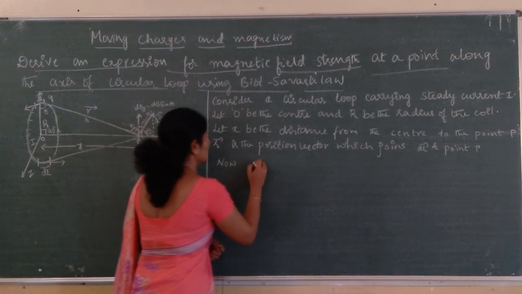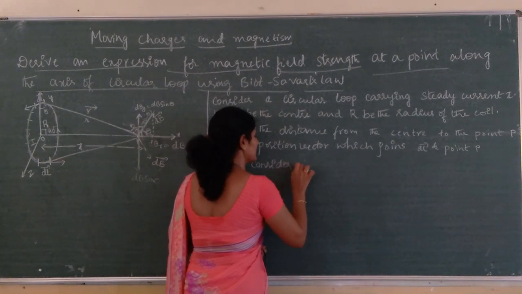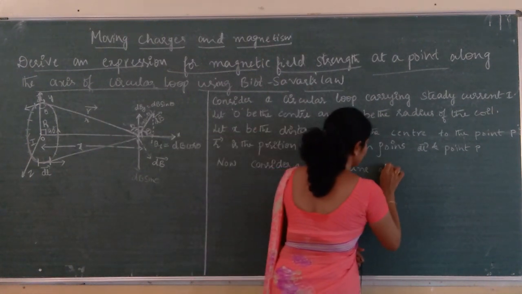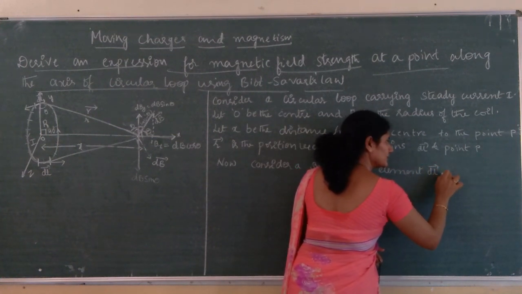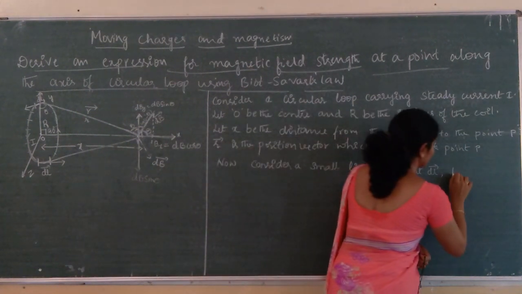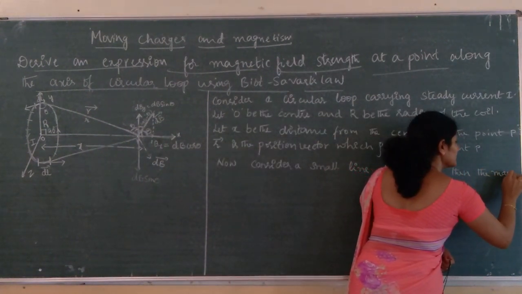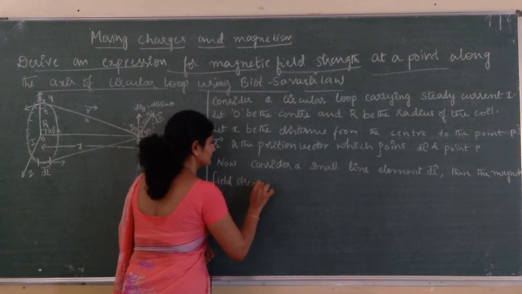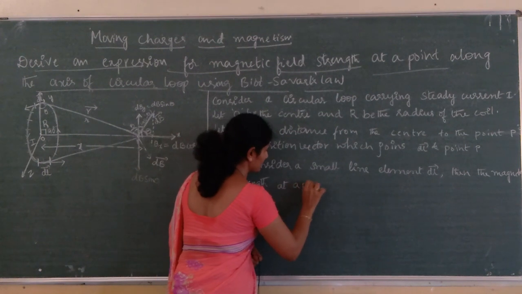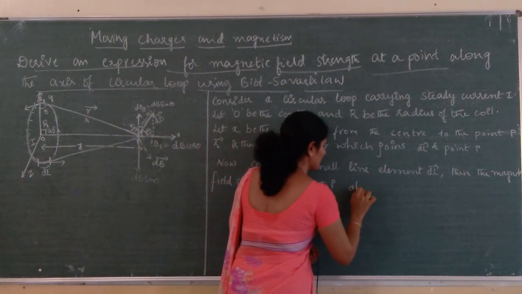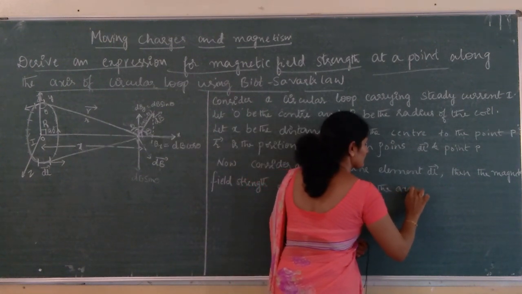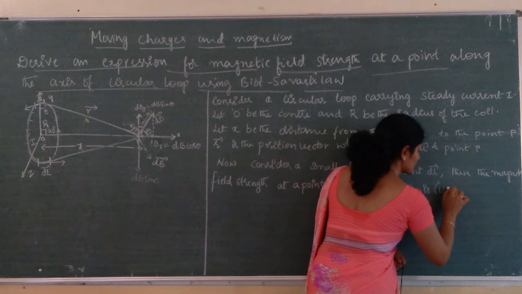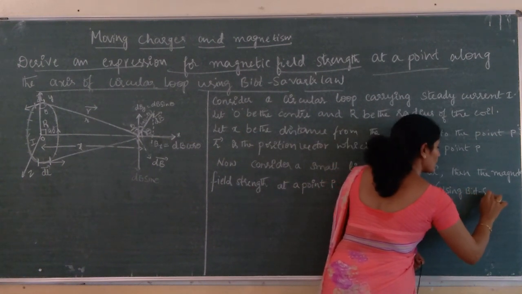Now, consider a small line element, or infinitely small line element, dl vector, then the magnetic field strength at a point P along the axis is, that is using Biot-Savart's law.